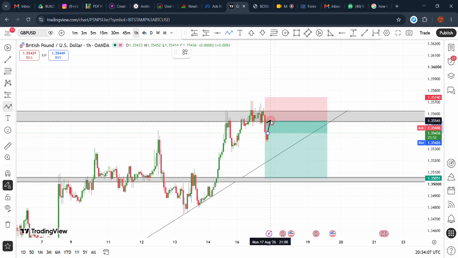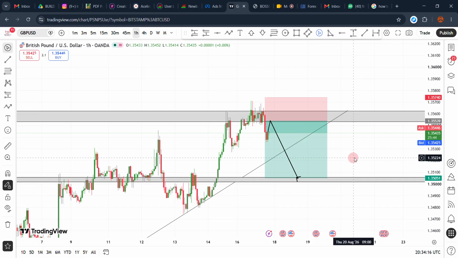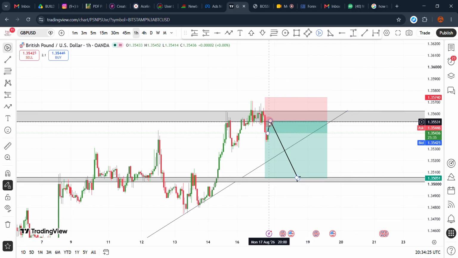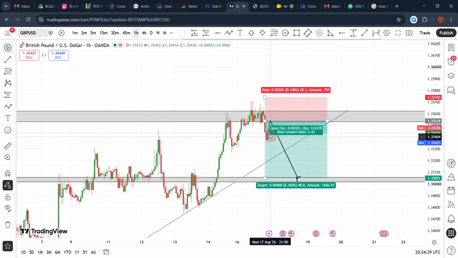here, then I expect it to sell to the downside like this. So that is my analysis on this. If price pulls to the upside and comes back to this zone, then I will take a sell to the downside. Now, why am I taking a sell?